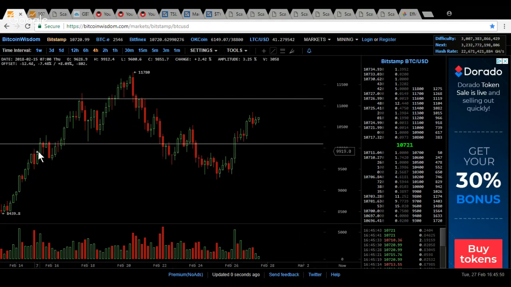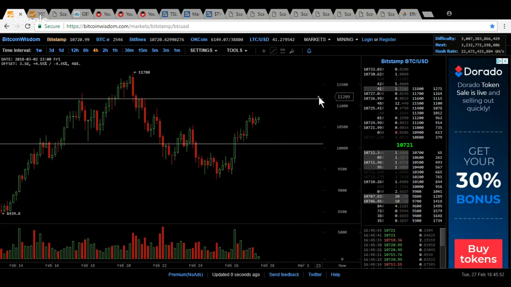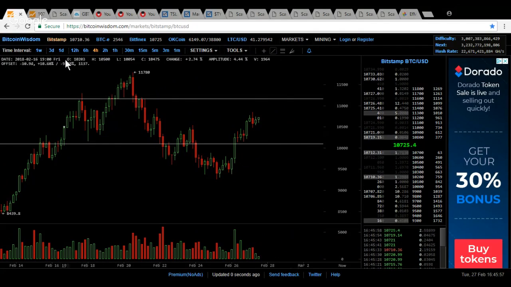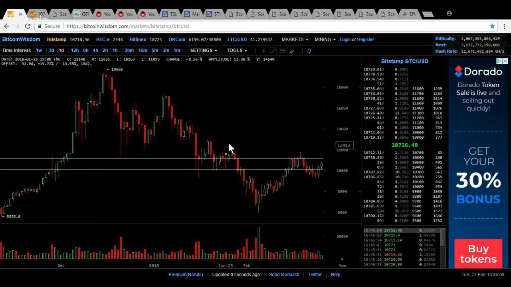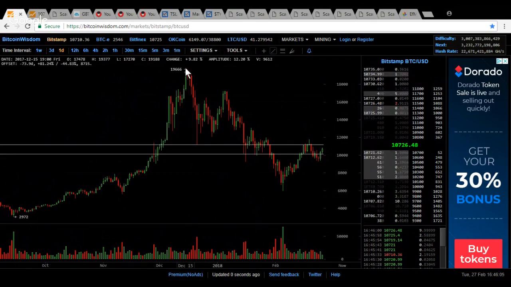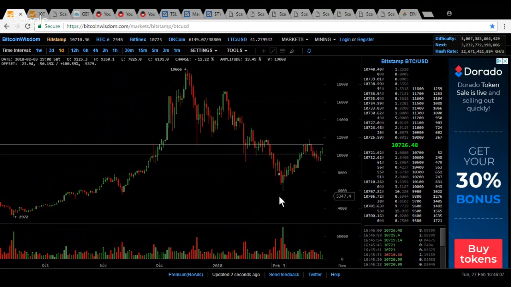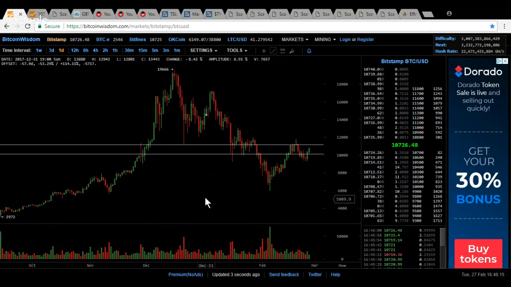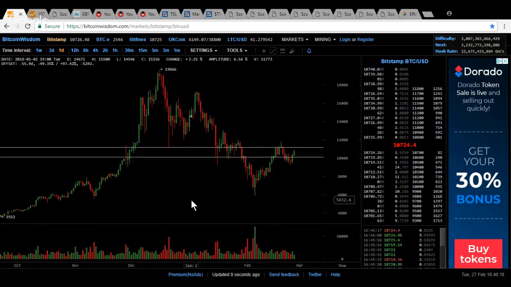But this 10,100 line and 11,100 line have repeatedly, as you go back into the development of this move all the way up to 20,000 and the drop all the way to 5,900 and the recovery back up to where we are today, been very helpful tools for me to understand where we could run into support from the top and resistance from the bottom.